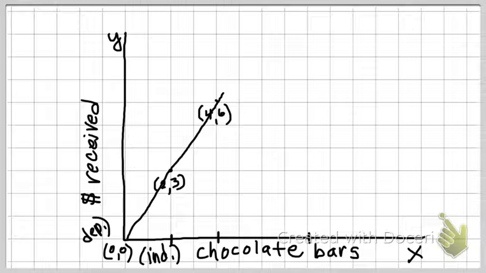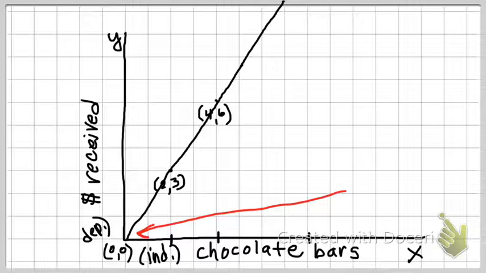Again, if I had a ruler, that'd be super duper. Okay. Now, when I plot and connect all those points, I notice that the line passes through the point 0, 0, that origin. And that is one of our keys to knowing that our relationship is proportional. Where we sell 0 candy bars, we get $0.